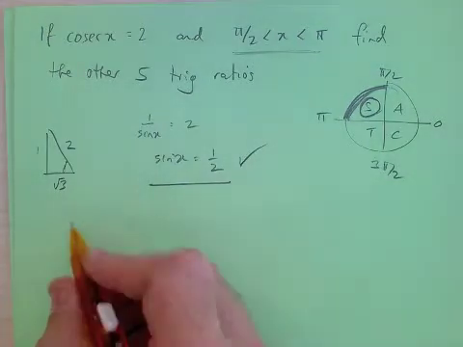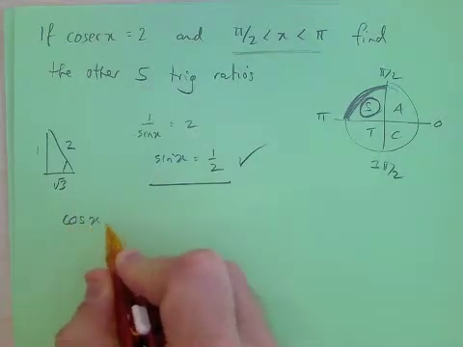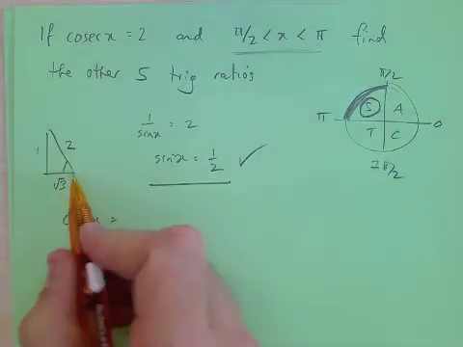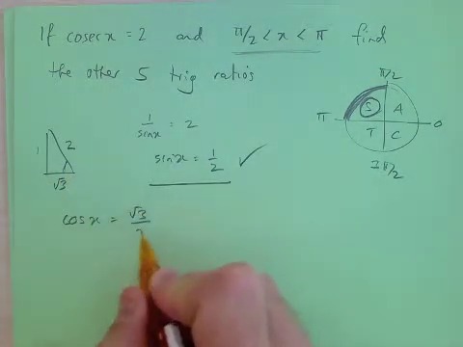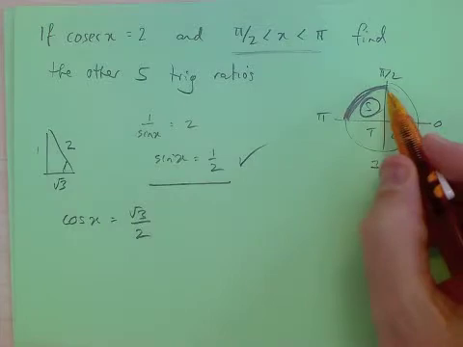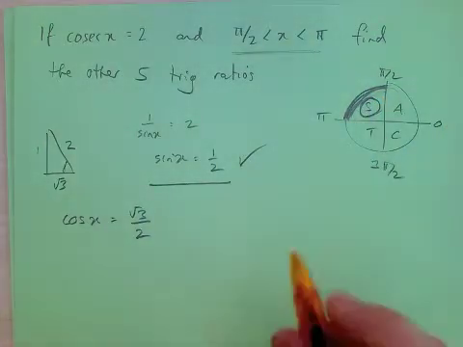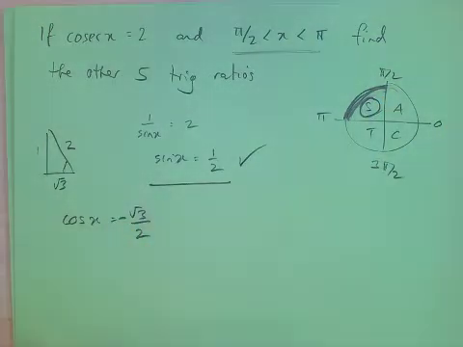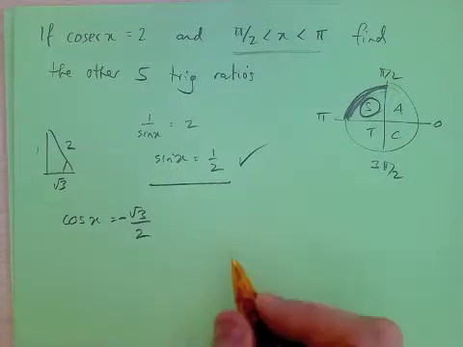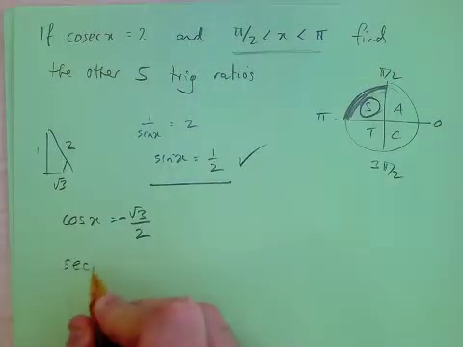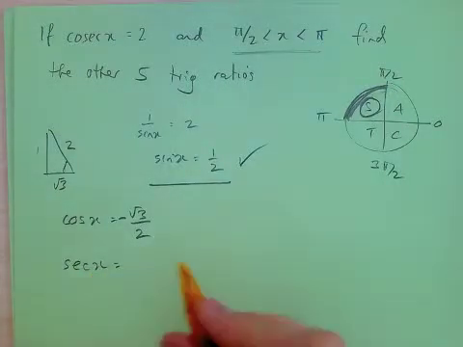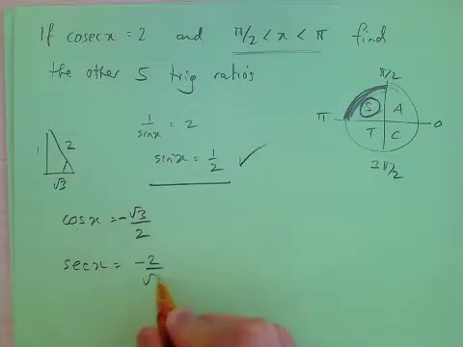I can then go to do the other ones. I know that cos x, go to my triangle, cos is adjacent on hypotenuse. And in this domain, I know that cosine is negative. So I've got to make sure I include the negative sign. Once I've got cos, I've also got sec x, because sec is just 1 over cos. So that's minus 2 on root 3.